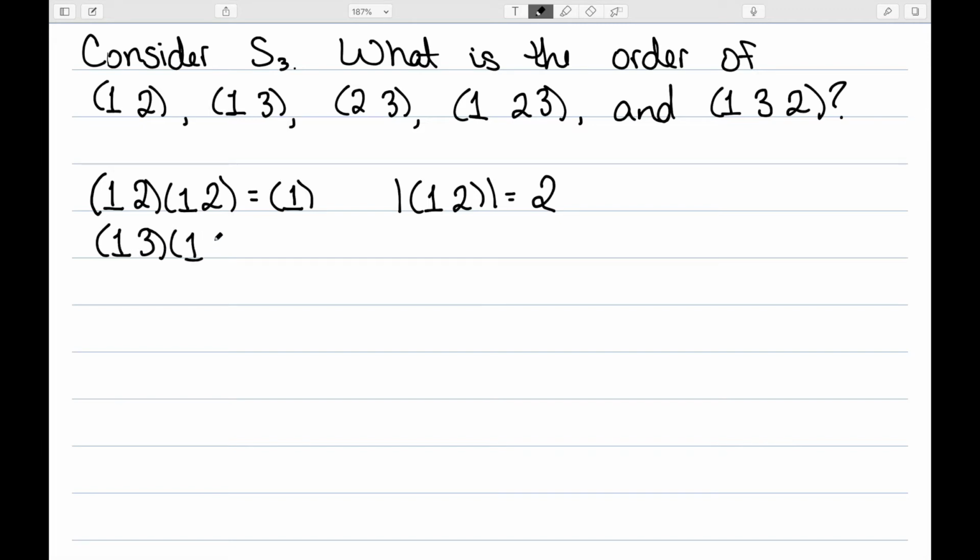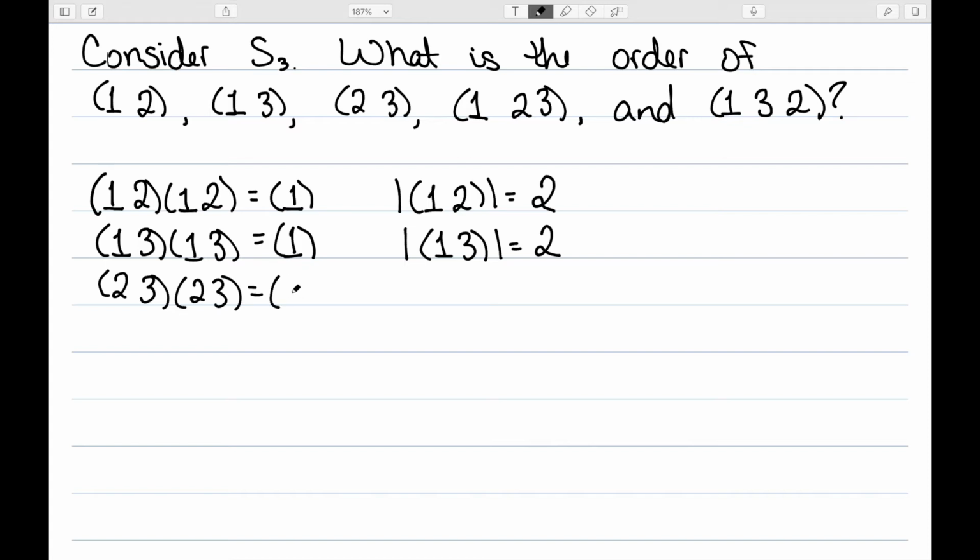For (1 3), 1 maps to 3 and 3 maps to 1, so 1 maps to 1. 2 maps to itself. 3 maps to 1 and 1 maps to 3, so 3 maps to 3. So the order of (1 3) is also 2. For (2 3), 1 stays constant. 2 maps to 3 and 3 maps to 2, so 2 maps to 2. 3 maps to 2 and 2 maps to 3, so 3 maps to 3. So once again, I have order 2.